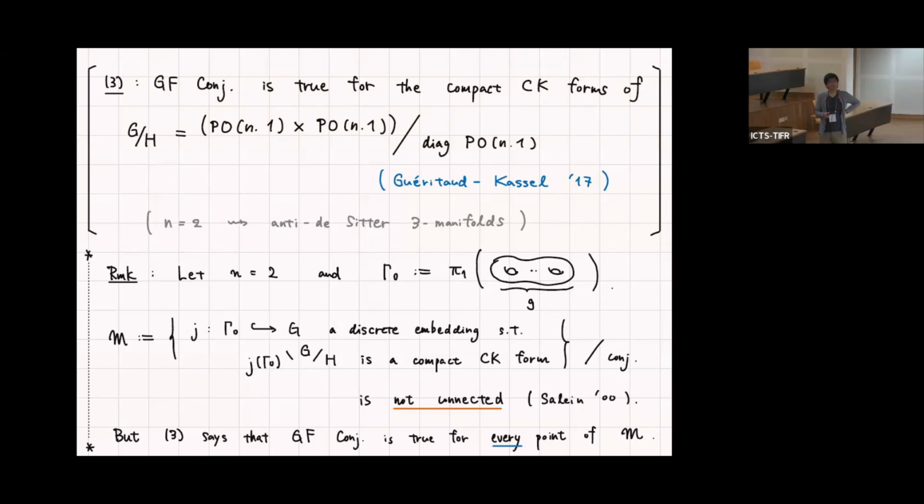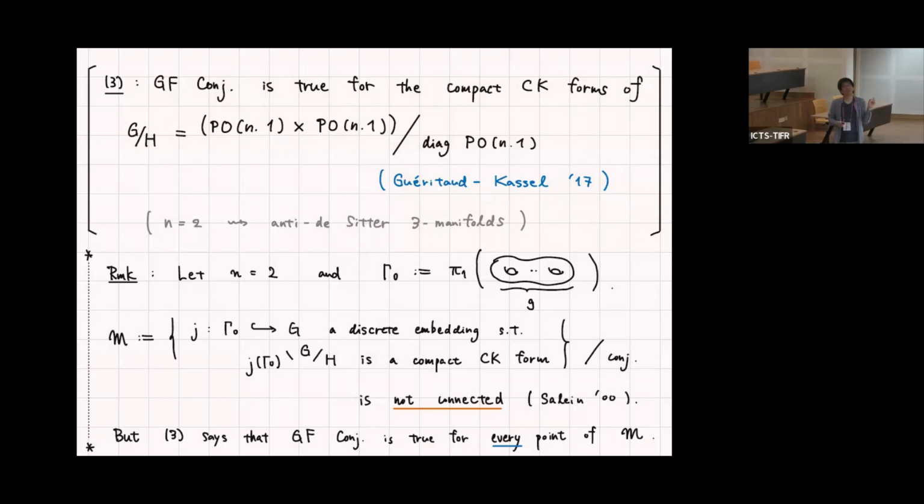which was published in 2017, but it was in fact done before the work of Prasad, and I think one of the motivations for him to formulate the geometric fibration conjecture is that this is true in this case. So this predates the geometric fibration conjecture. And I would like to remark that when n equals 2, this is an anti-de Sitter 3-manifold.